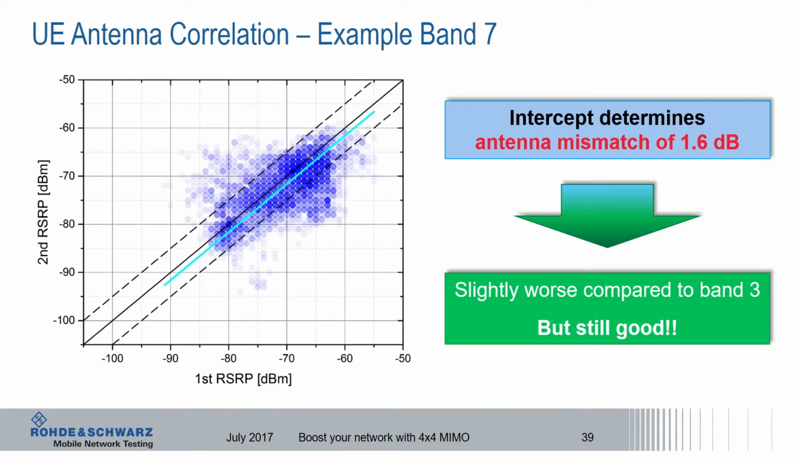Another example, same UE, but now doing the measurements in band 7, which is LTE 2600. Let's start with the second antenna compared to the main antenna. A little bit misleading here: sometimes the numbering is starting from 0, and here it's called first and second antenna. So in this graph, the first antenna is the main antenna, which is named RX0 in the other slides. However, the intercept here is just 1.6. It's slightly worse compared to the result we see in band 3, but still very good.